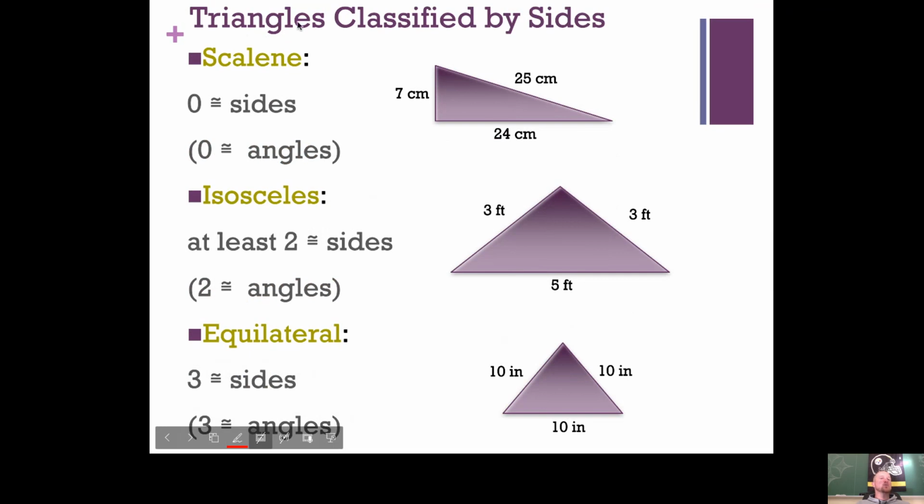At the same time, you can also classify a triangle by its sides. A triangle is scalene if there are zero congruent sides. So here's a good example. Notice how all three of these side lengths are different. That means it's scalene. Now again, we get to this much later, but we're going to give you this little hint now. If there are zero congruent sides in a triangle, there are zero congruent angles as well.